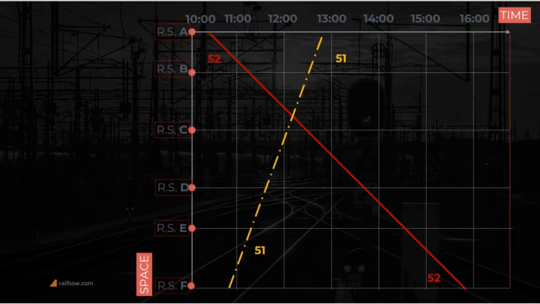Trains number 51 and 52 meet between stations B and C. As trains meet on the route between the two stations, we recognize that this line section is a double track, so they do not have to meet in a railway station in order for one train to pass the other.